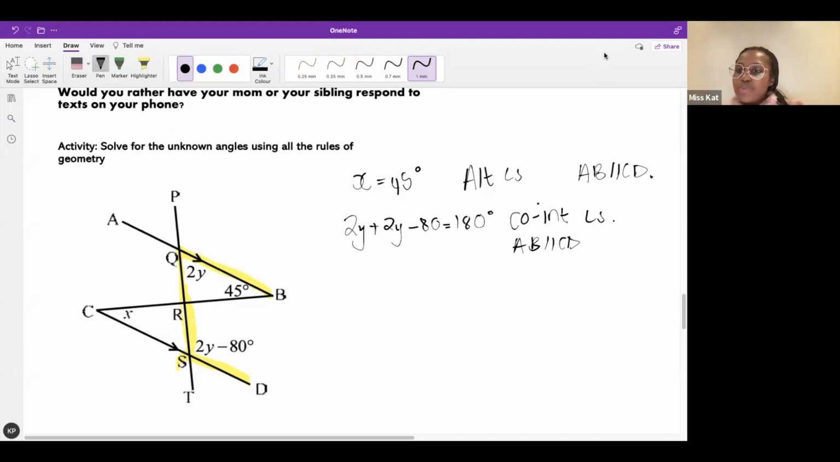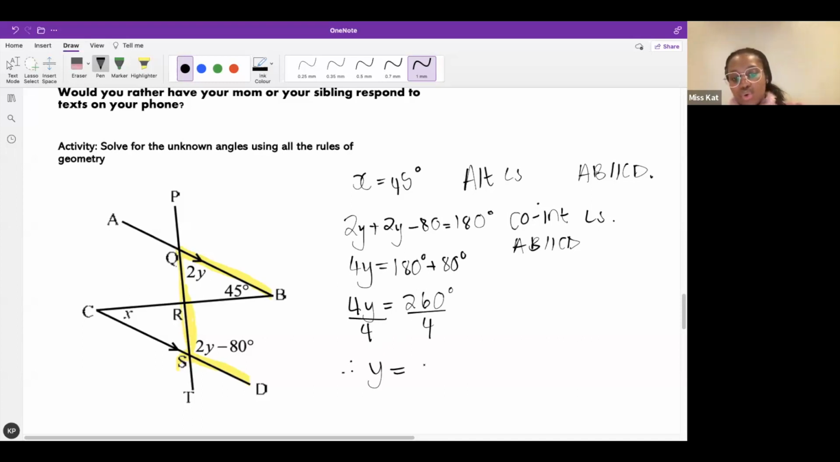Okay, let's continue. So, ma'am, after that, you're gonna say 4y equals 180 plus 80. So 4y is gonna be equal to 260. Then you can divide both of them by 4. So y is gonna be equal to 65. 60. You said 65. 65. Beautiful, Oral Dean. Thank you. Okay.